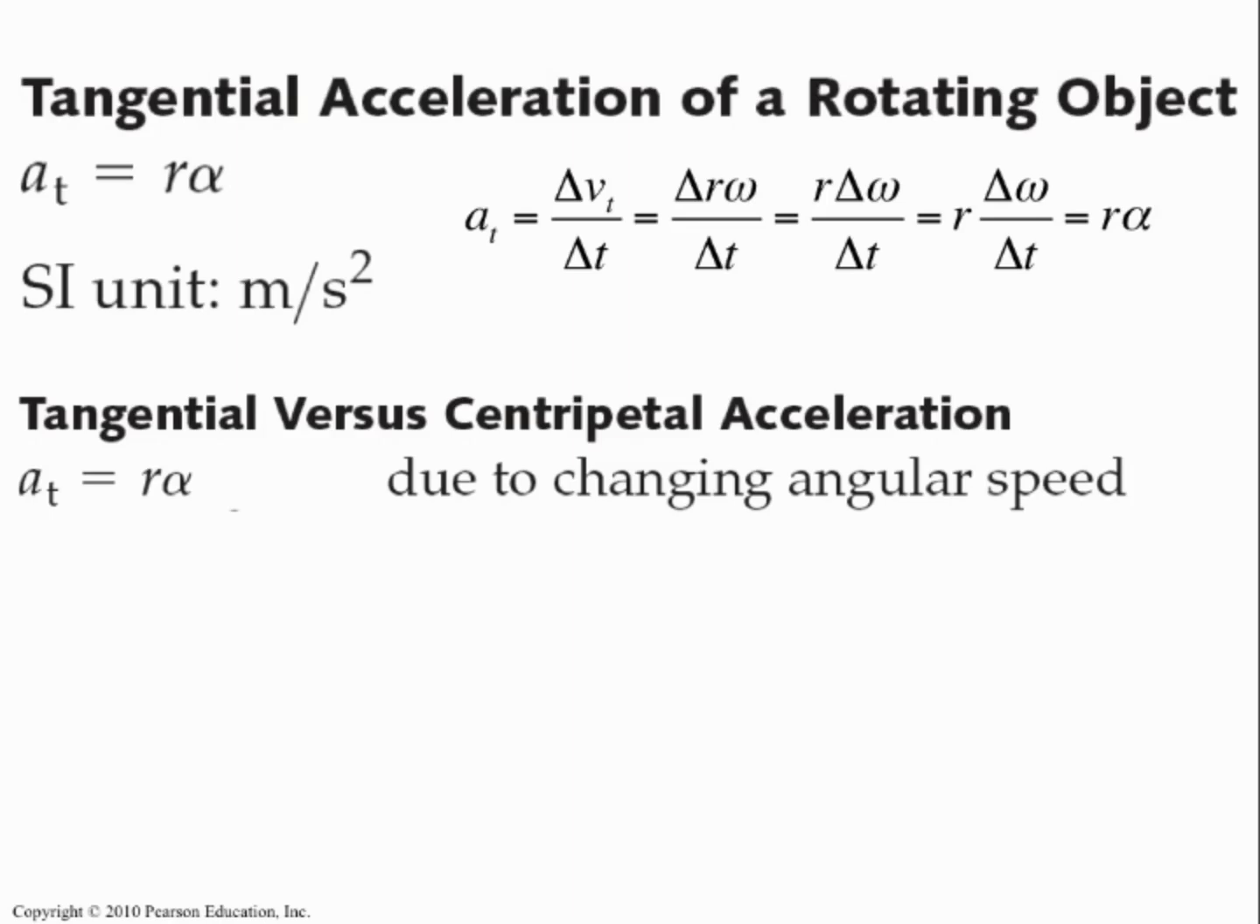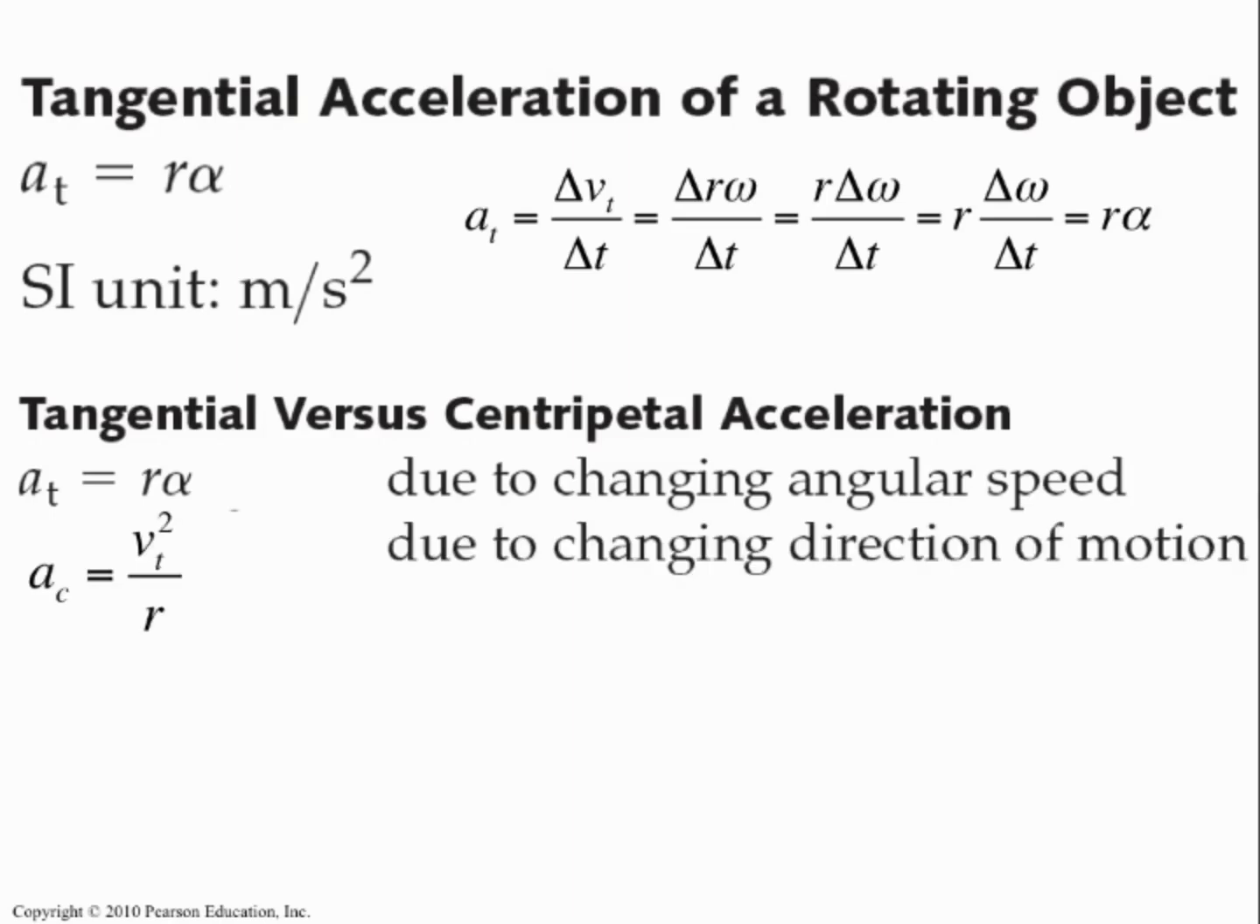Well, let's see how they're different. So a sub t equals r alpha. This is the acceleration that's due to changing angular speed. If you have changing angular speed, then that's going to result in a changing tangential speed because the two are directly proportional. Centripetal acceleration, which is v sub t squared over r, as you already learned, is due to changing direction of motion. As we explained in Chapter 5, even though the tangential velocity might remain constant, there's still a constant acceleration that's pointing right into the center of the circular motion.